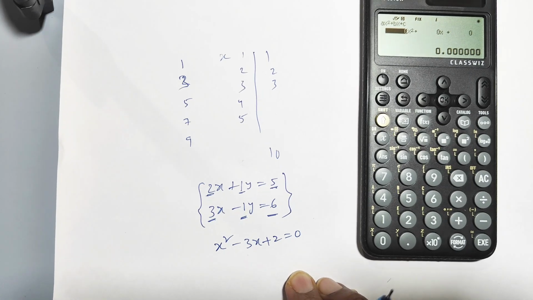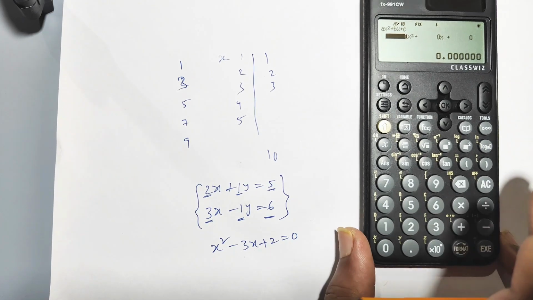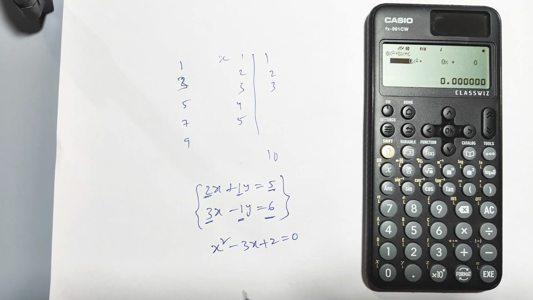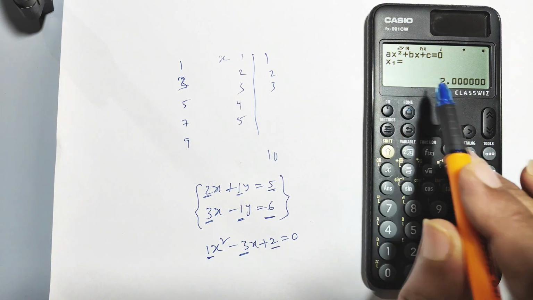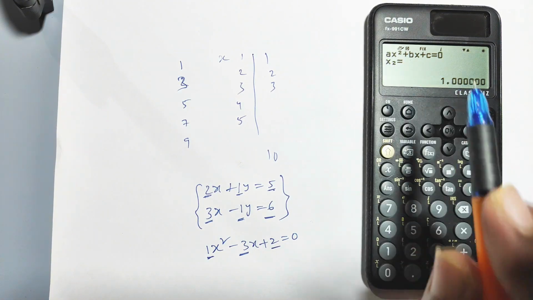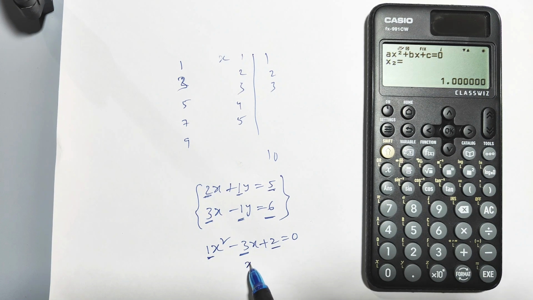Right? So when you want to solve this, how do you solve? The x square coefficient is 1, the x coefficient is minus 3, the constant is 2. So you press 1, execute, minus 3, execute, 2, equal. Now we have given all the values. You press enter, you will get x1 equal to 2, x2 equal to 1. So these are the roots, x equal to 1, 2. So you can directly solve using the calculator.